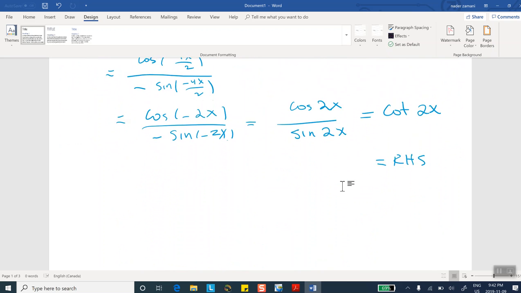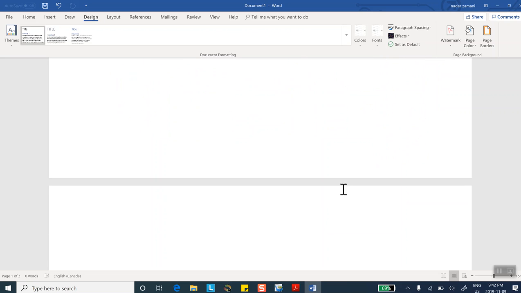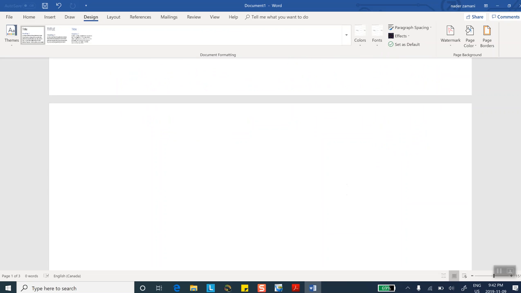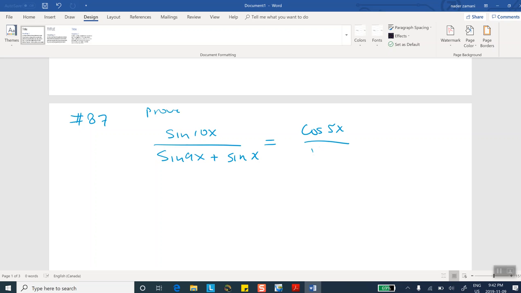Okay, let's do number 87. Number 87. Prove: sine of 10x divided by sine of 9x plus sine of x equals cosine of 5x divided by cosine of 4x.